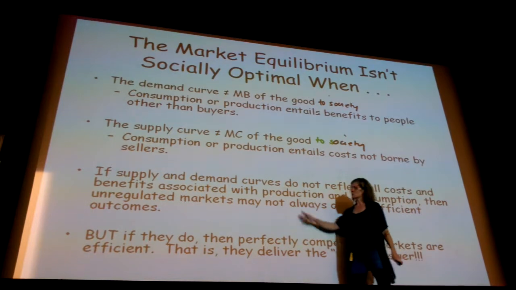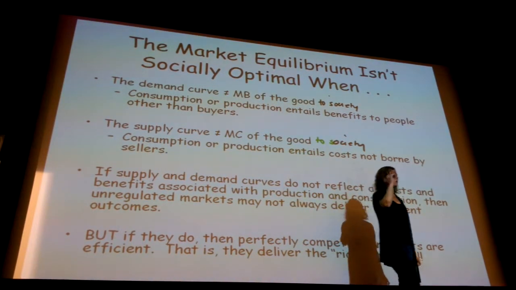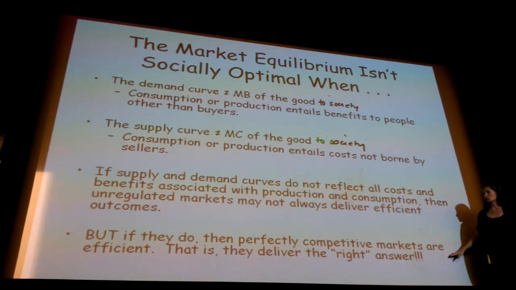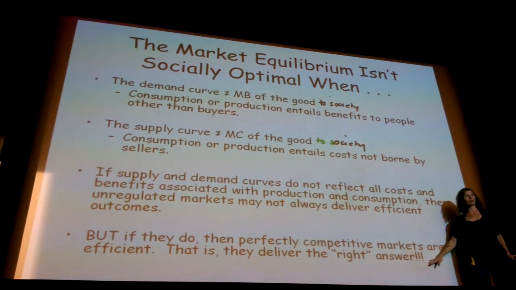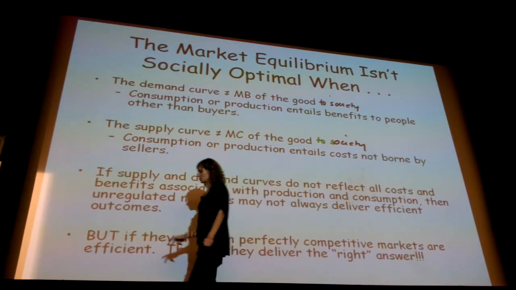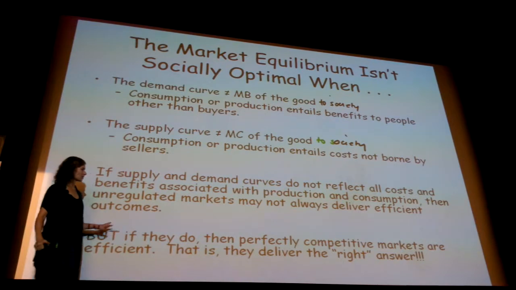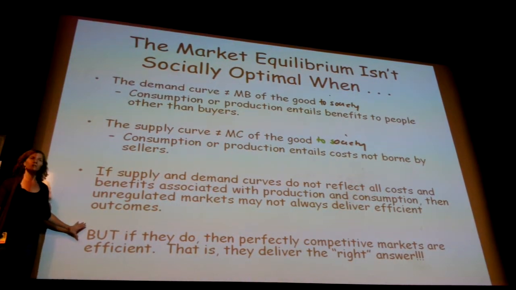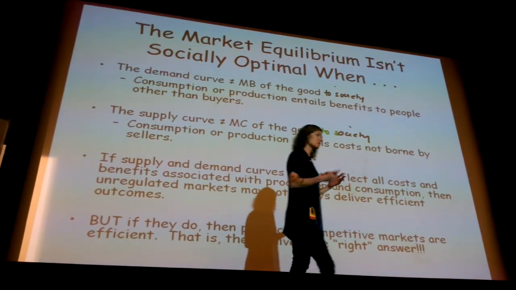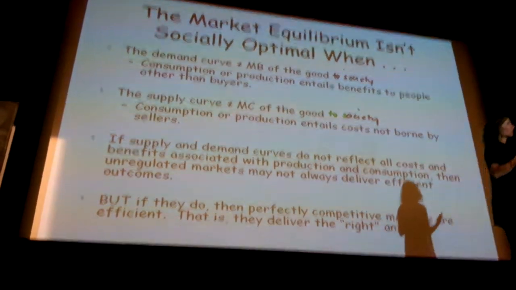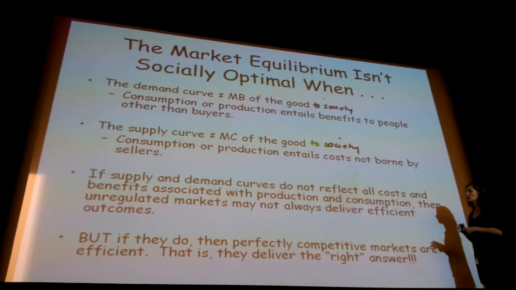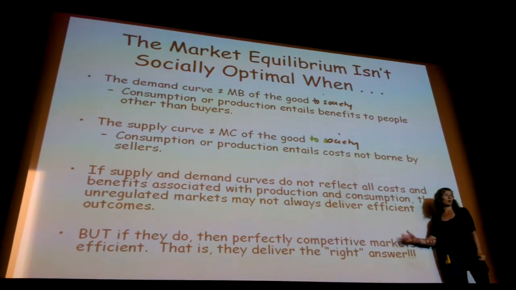But if they do, if the supply curve and demand curve do capture all the costs and benefits, then perfectly competitive markets are efficient. That is, they deliver the right answer. And so this is really nice. So if you're the social planner and you've been asked to determine what gets produced, who gets it, and where and how it is produced, then as long as you think that the demand curve for that good is going to capture all of the benefits and that the supply curve for that good is going to capture all the costs, then you can just let markets do the job for you.